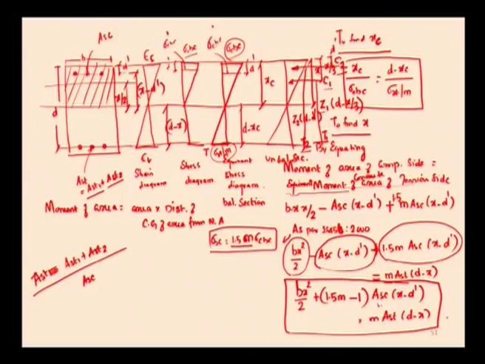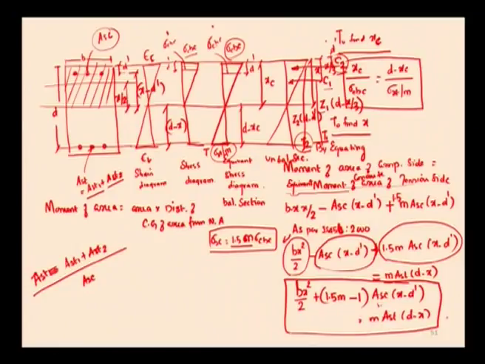d minus x by 3, where C1 is the total compressive force offered by the whole concrete area above the neutral axis, which is acting at x by 3 from the topmost extreme fiber. The distance between C2 and T2 is the other lever arm, that is d minus d dash, where T2 is the tensile force which is used to compensate C2, where C2 is the compressive force due to the area of compression steel, which is acting at d dash from the topmost extreme fiber.